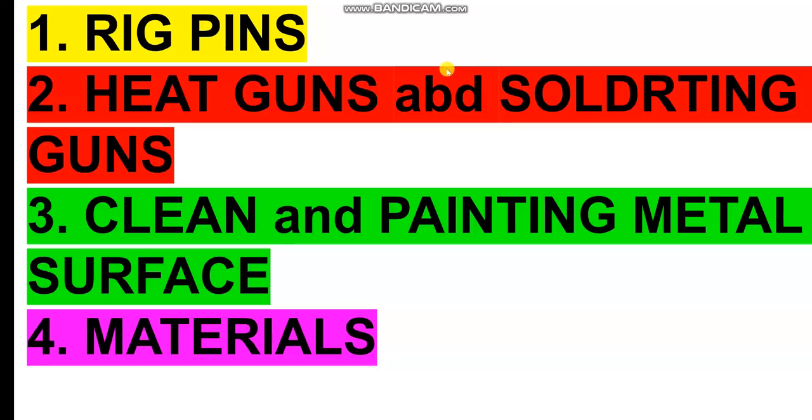Item number 1, the rig pins. Number 2, heat guns and soldering guns. Item number 3, cleaning and painting metal surfaces. The last one is materials.